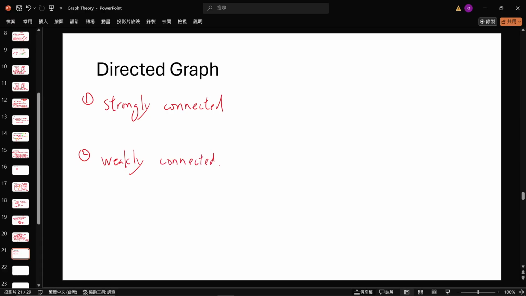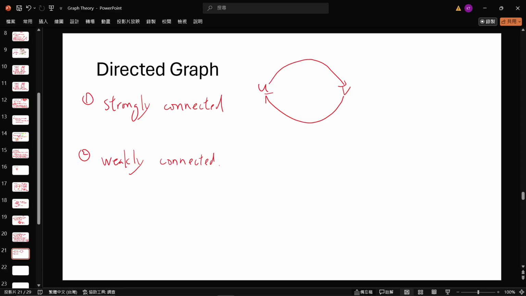Okay, so the difference is that when you consider a path for a directed graph, you have to consider direction. So the major difference between these two is that for a strongly connected graph, for any two vertices u and v, you have to make sure that there's one path from u to v, okay? And also a path from v to u. And this is true for every two vertices, okay?